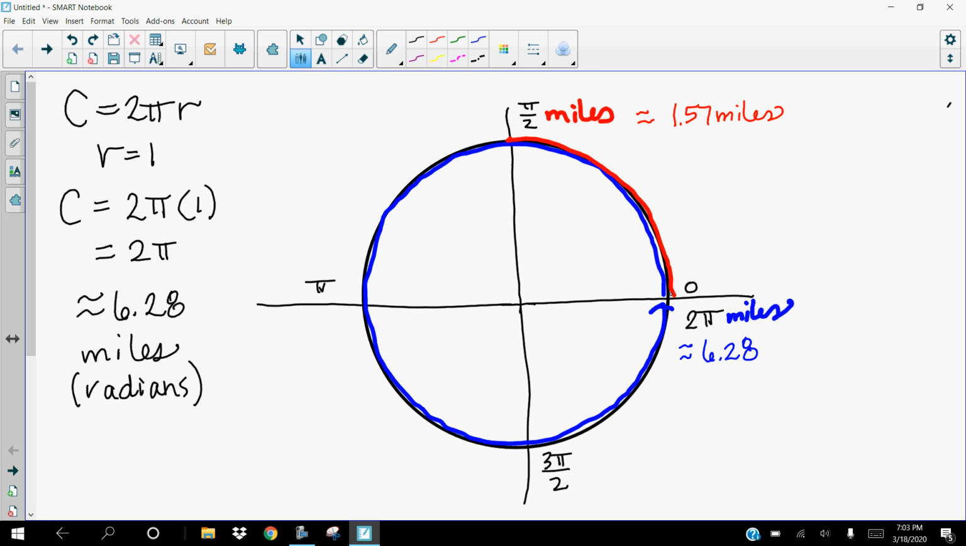So remember, when you talk about pi over 2, that is the distance of that arc. That's the measurement of that arc. Okay, the coordinates are something else. We'll get to those in a second.